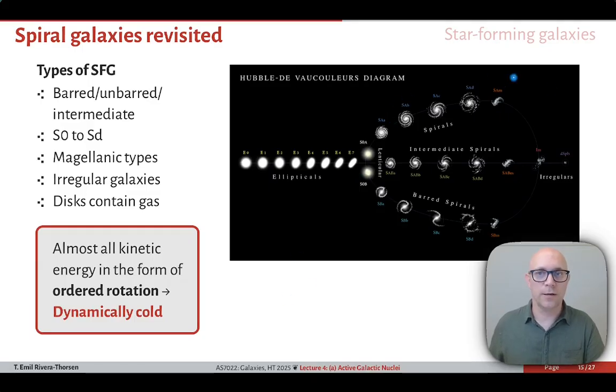The disks of star-forming galaxies contain gas. That is, of course, a very important characteristic. It is the gas, after all, that makes it possible to form stars. Another important characteristic is that almost all kinetic energy in disk galaxies is in the form of ordered rotation, which means that these are what we call dynamically cold.